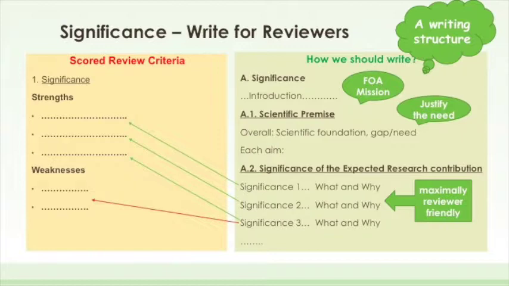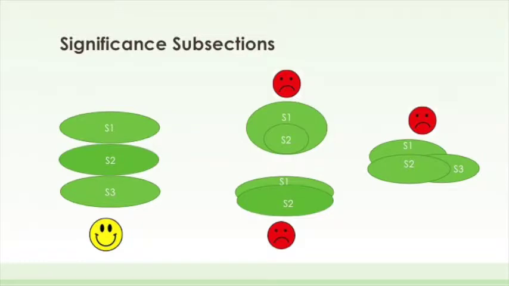If we are not doing a good job, you directly put your 1 significance into the weakness. So we have to do a good job. We have to think about what's the significance, why we have 3 of them. So this is the writing structure I proposed, and we're trying to help the reviewer read quickly and efficiently.